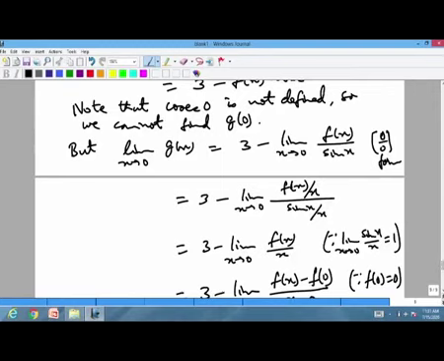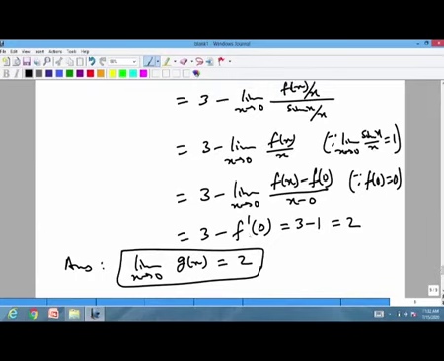So, I would like to make one comment here. Note that here we have this limit of f x by sin x, which is of 0 by 0 form. So, you might think of applying L'Hopital rule directly here. If we apply L'Hopital rule, then this will be equal to limit of f prime x by cos x, and then limit of cos x as x approaches 0 is 1. So, that is limit of f prime x as x approaches 0, and then you can think of writing that as f prime 0. So, you will directly get this 3 minus f prime 0.